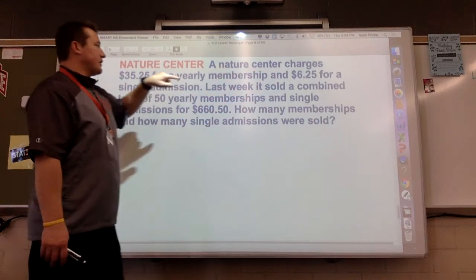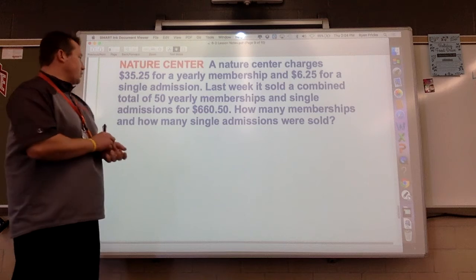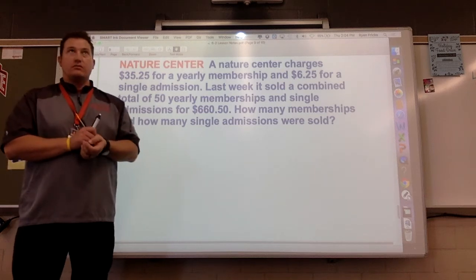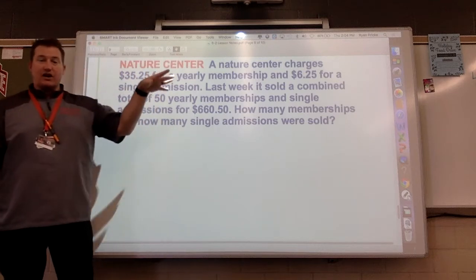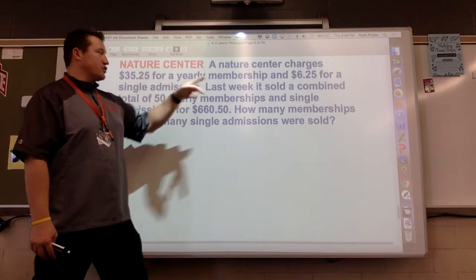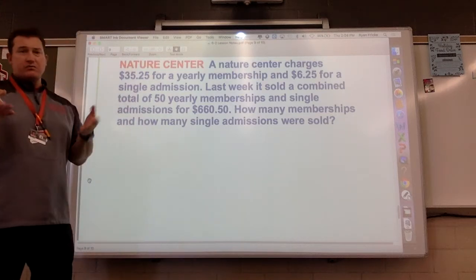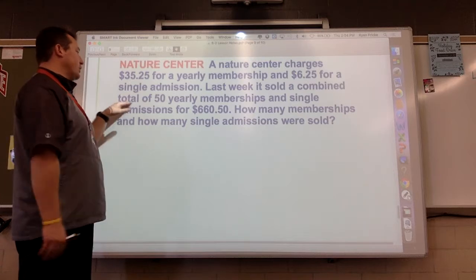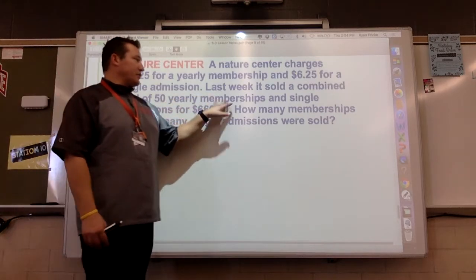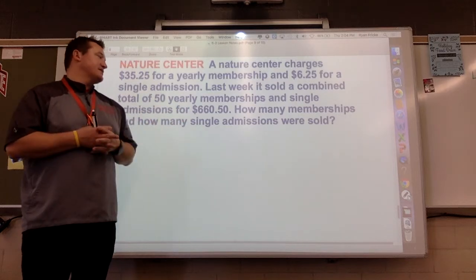A nature center charges $35.25 for a yearly membership and $6.25 for a single admission. Right? So you can pay the $35 and you can get in all year, or you can just go one time and pay $6.25. It's up to you, whatever you want. Last week, it sold a combined total of 50 yearly memberships and single admissions for $660.50.